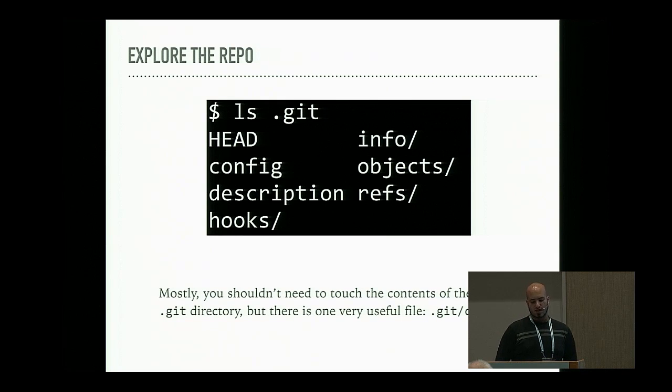And if you look inside, there are a couple of files in there. This .git directory is the location of the commit history for Git. Most of the time, you never need to touch the contents of this directory. And there's one exception to that, and that is the config file. The config file is very useful.